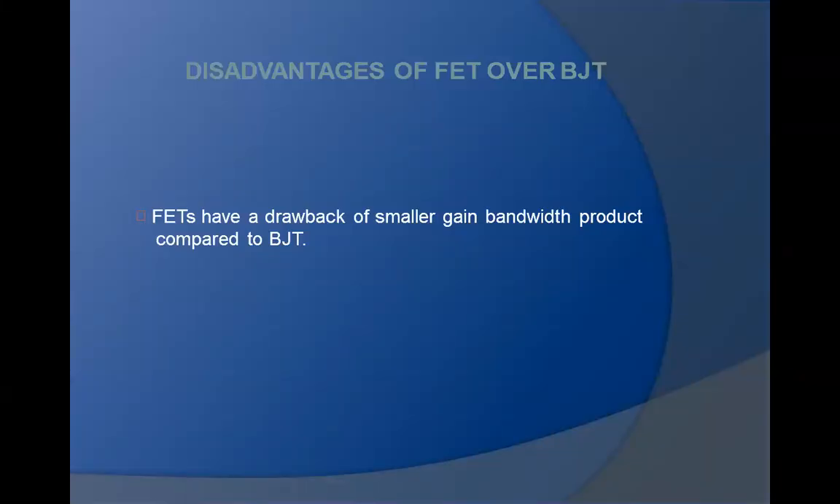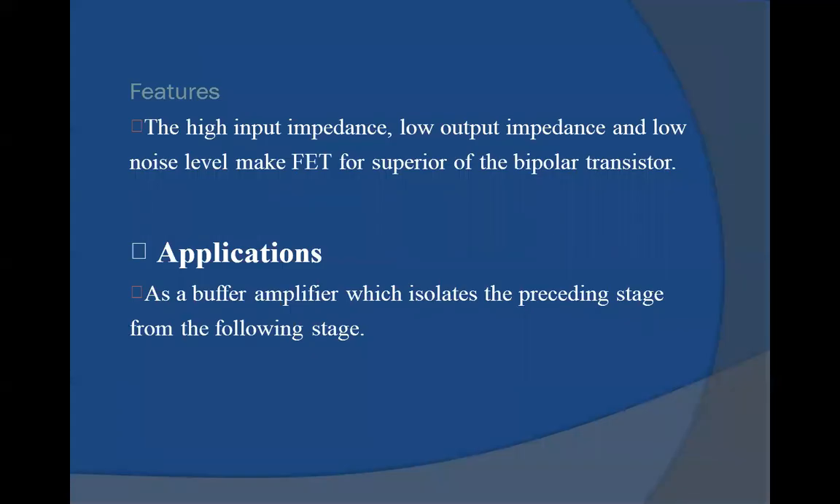So the disadvantage of FET over BJT is, the main drawback is the gain bandwidth product will be very small compared to your BJT. The features, high input impedance, low output impedance and low noise level make the FET superior over the bipolar. Then applications of FET are, it will be used as a buffer which will isolate the preceding stage.